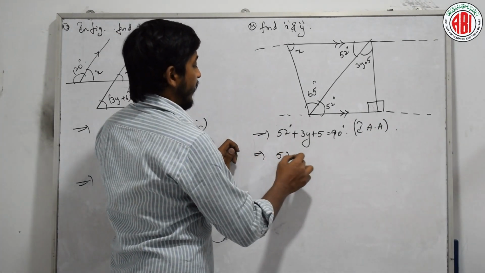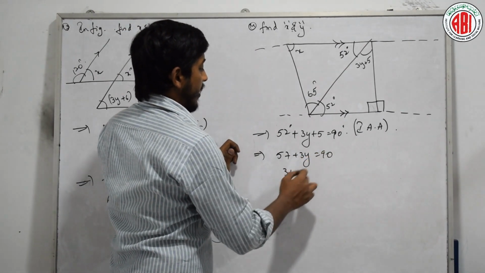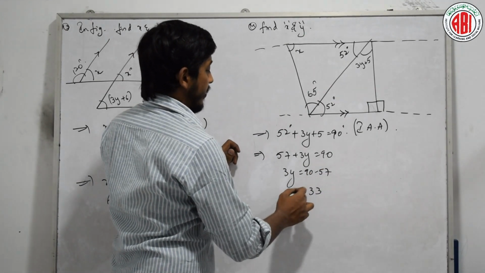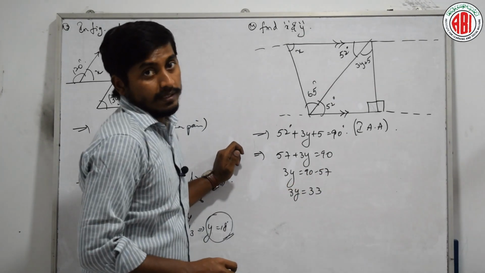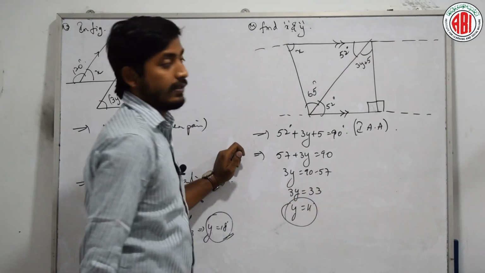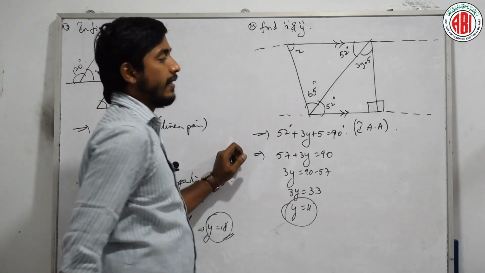52 plus 5 is 57. Okay. Then 3y is 90 minus 57, that is 33. Is it clear? Therefore, the value of y is 11 degrees. Is it clear? Similarly, how do we find the value of x then?